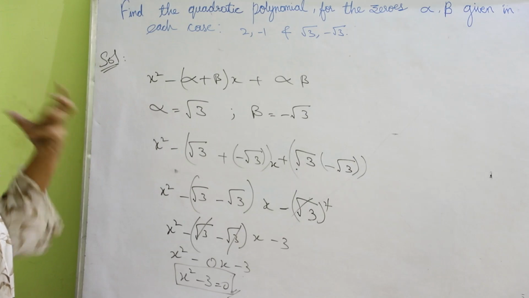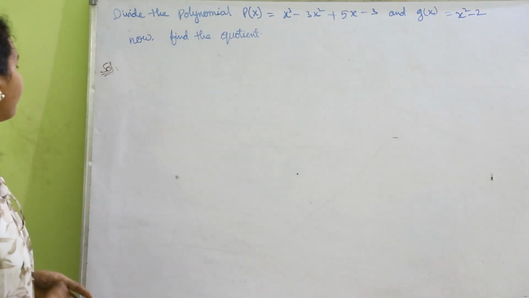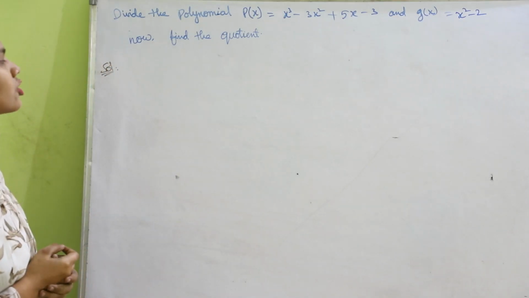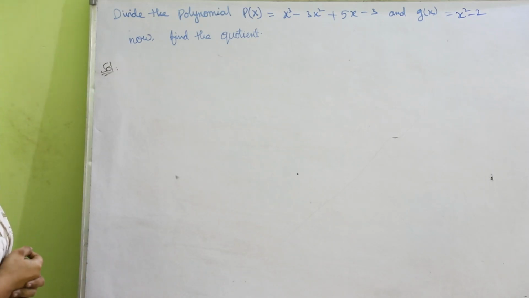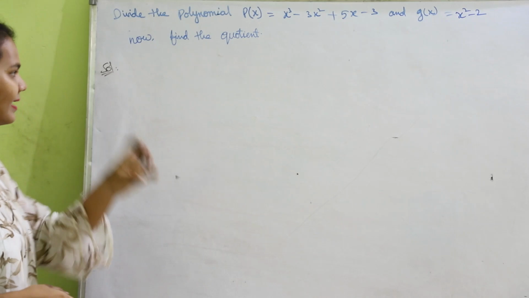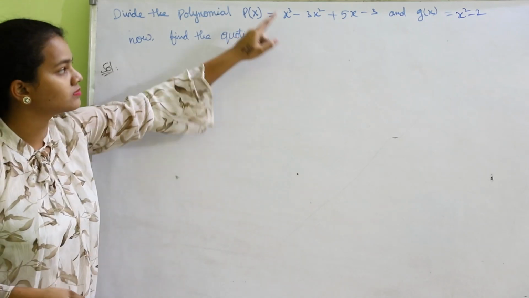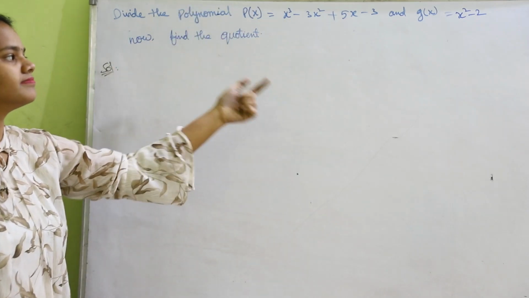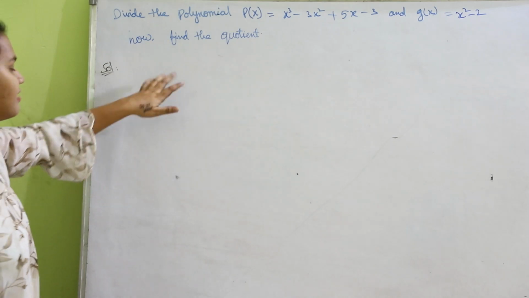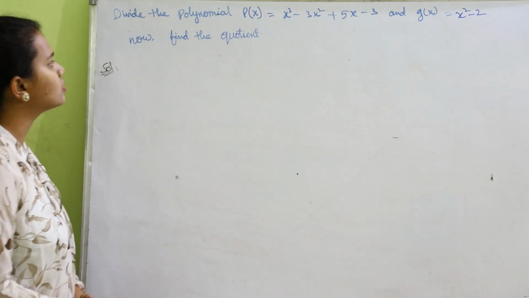So by using this alpha and beta, we can find the zeros of the polynomial in this way. The next question: divide the polynomial p of x equals x cube minus 3x square plus 5x minus 3 by g of x equals x square minus 2, and find the coefficient. So they asked us to divide p of x with g of x, and they have already given the values.